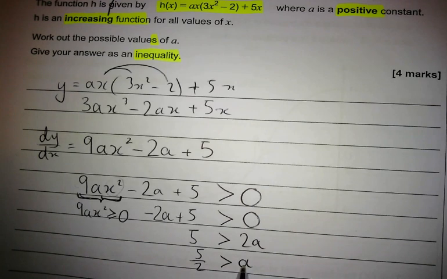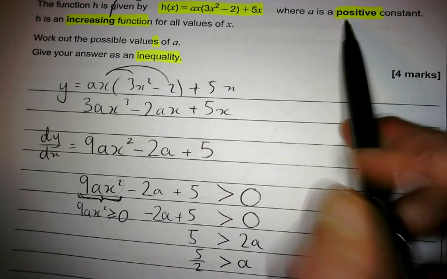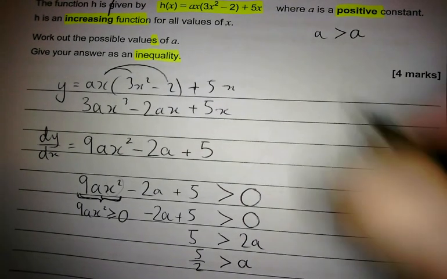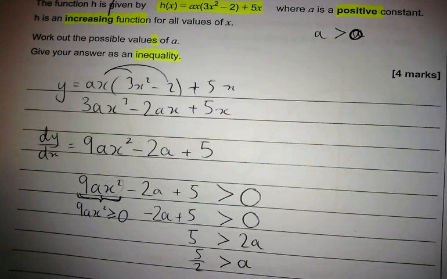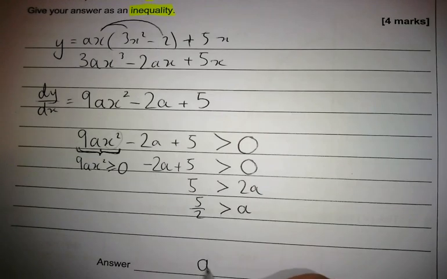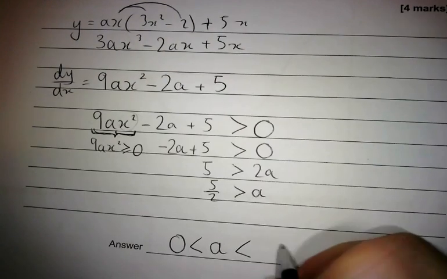Okay, so a must be less than 5 over 2, but a is a positive constant, which means it must be greater than 0. So it's greater than 0, but it's less than 5 over 2. So my final answer is going to be a is greater than 0 and less than 5 over 2.